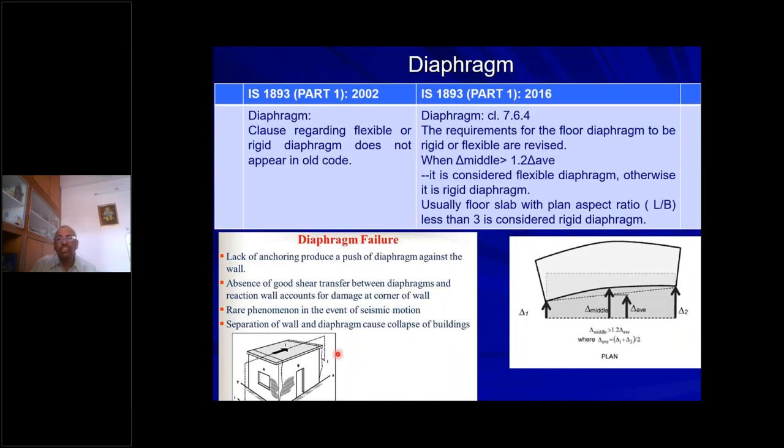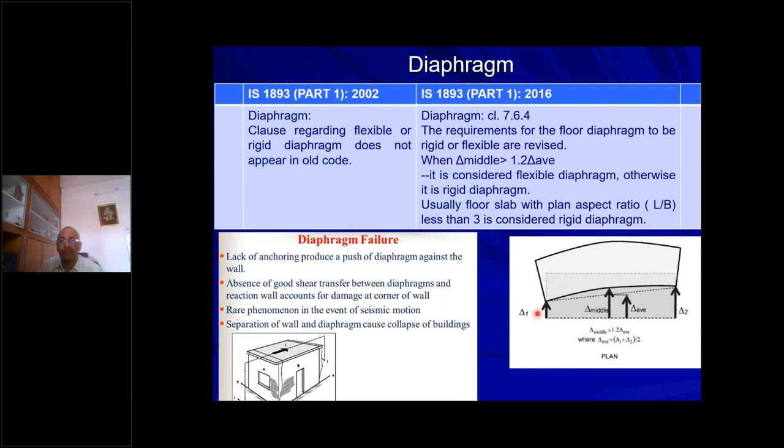Now coming to another change, I'll take another 5 minutes of time. Diaphragm effects. Slabs, roof slabs or floor slabs, are considered as diaphragms actually. As far as the 2002 code of practice, the code was silent with regard to whether the diaphragm needs to be considered as flexible or rigid. For that particular question, the code was silent in the earlier code of practice. But in the new code of practice, they have given certain clauses regarding when to consider the diaphragm as flexible, and when to consider the diaphragm as a rigid diaphragm.